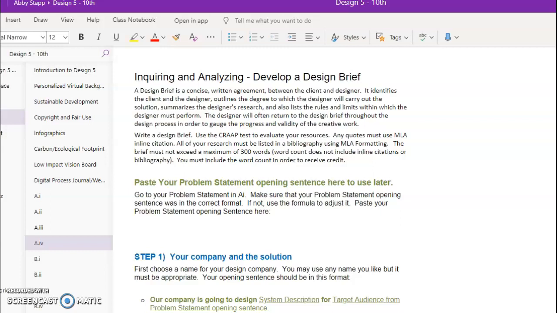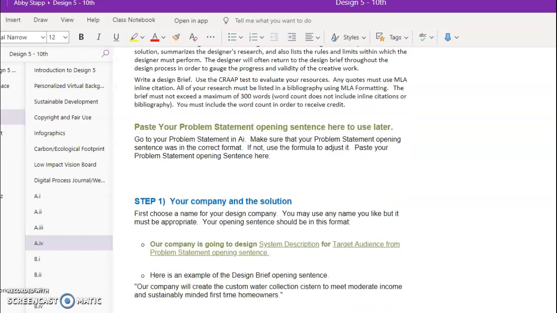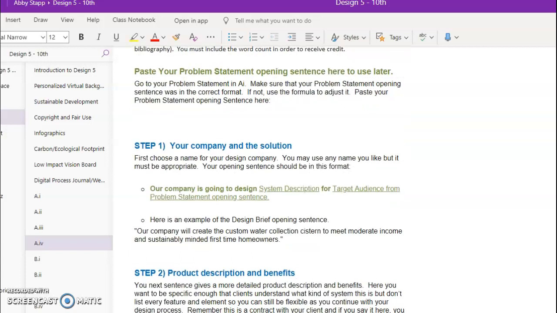Each of the little points here that I'm about to give you are a sentence or two that should be in your paragraph. For now, I would just like you to call your company our company. When we meet together next, you'll be designing a name for your company with your group. But for this paragraph about your system design, just use our company. We can go back in later and put the name of your group up at the top of this paragraph. So step one, your company and the solution.